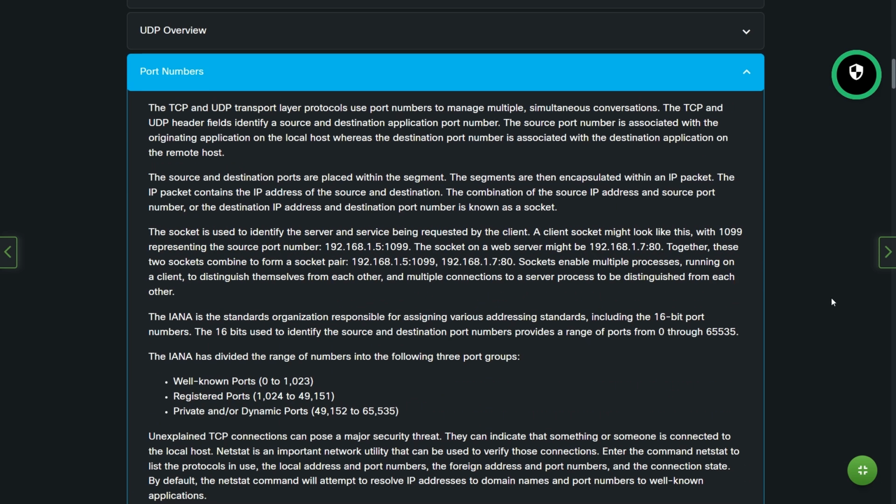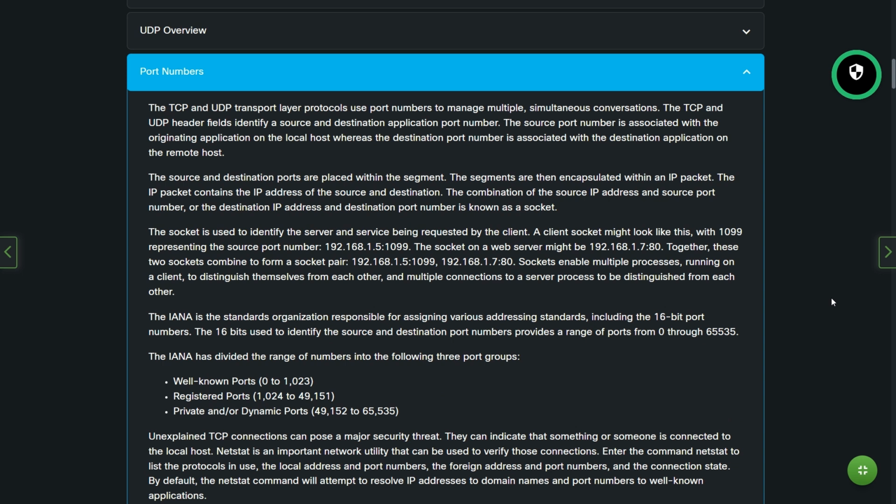Port numbers is the next topic. The TCP and UDP transport layer protocols use port numbers to manage multiple simultaneous conversations. The TCP and UDP header fields identify a source and destination application port number. The source port number is associated with the originating application on the local host, whereas the destination port number is associated with the destination application on the remote host. The source and destination ports are placed within the segment. The segments are then encapsulated within an IP packet. The IP packet contains the IP address of the source and destination.